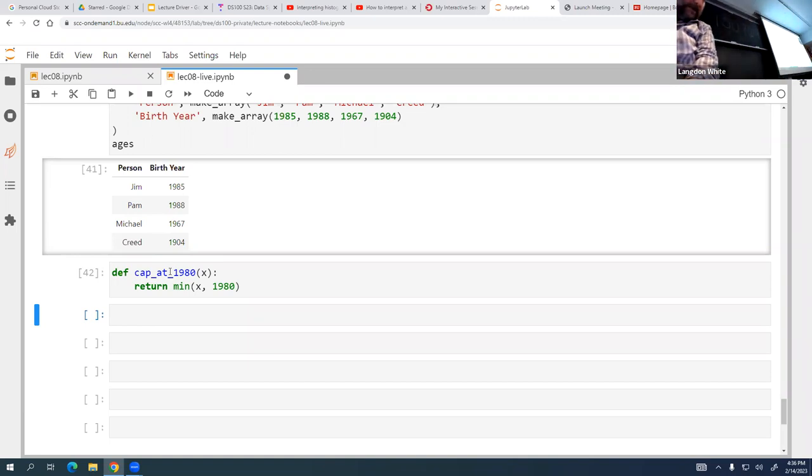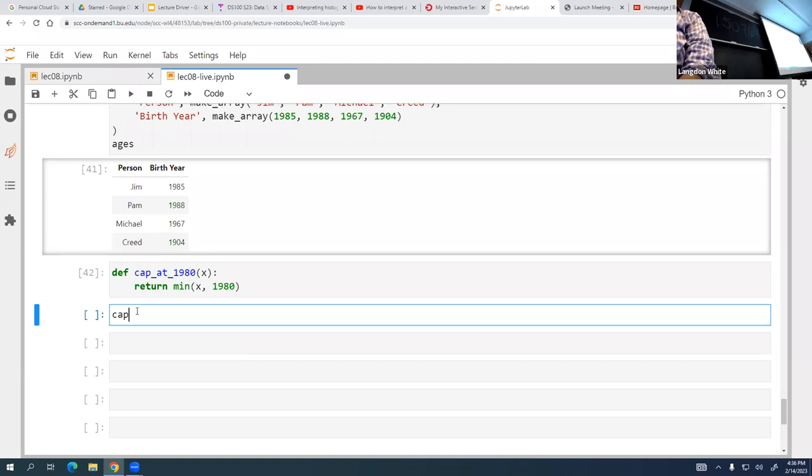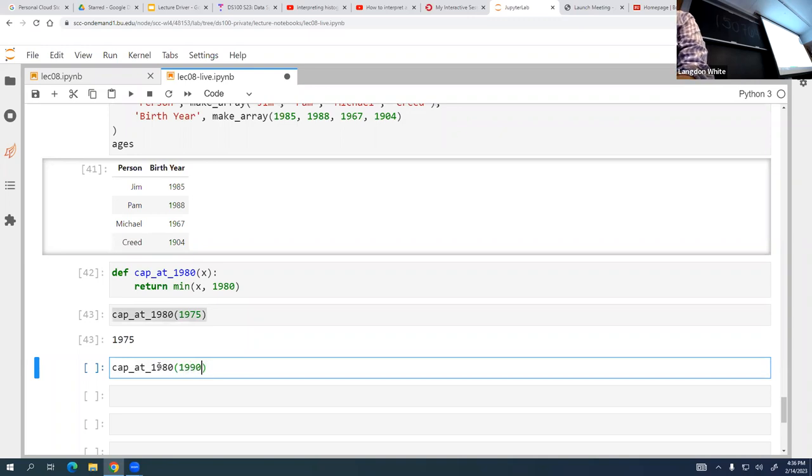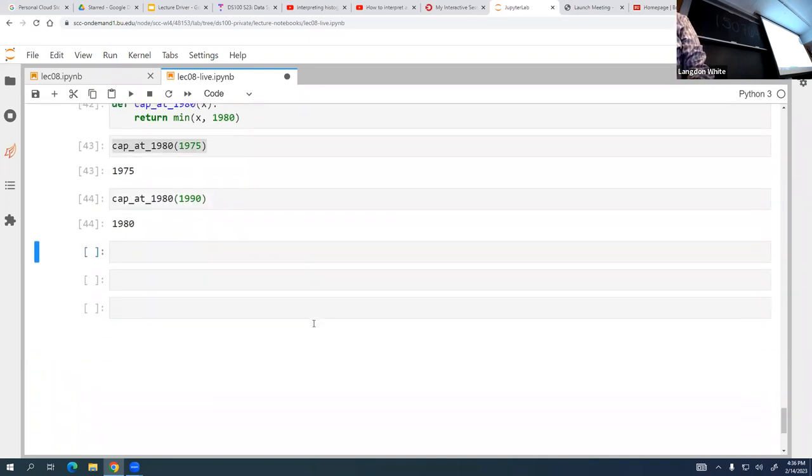All right, and then we can test our new fancy little function by saying cap 1980, and we can do 1975 and get the expected outcome. We can also test it with 1990. Okay, and so we still get 1980.